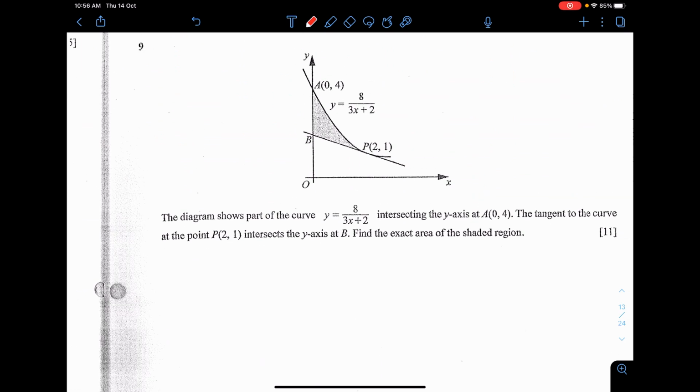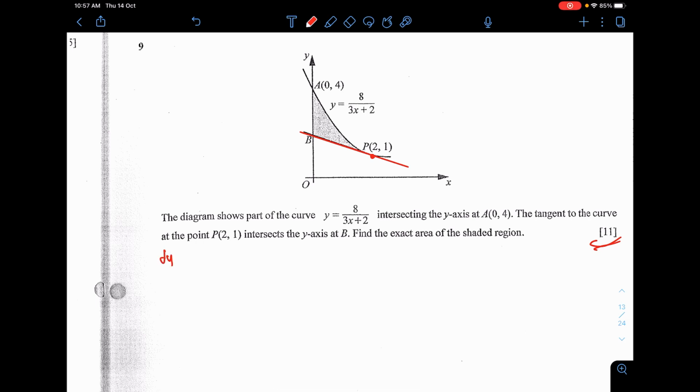Okay, next question. The diagram shows the graph with a tangent to the curve, and so on. Wow, 11 marks again. They really like to give you a whole chunk of question. Okay, cool. We want to find the shaded area here, so first things first, what is this line here that is tangent to the curve? The formula to find the area is integration of the top curve minus the bottom curve. So I need the equation of the line. The curve is this, and this is tangent at point P.